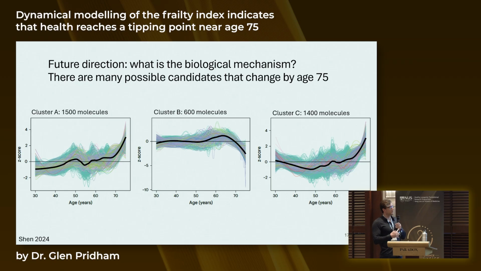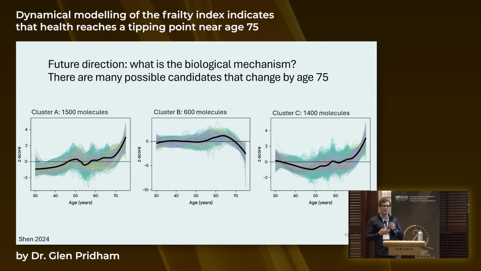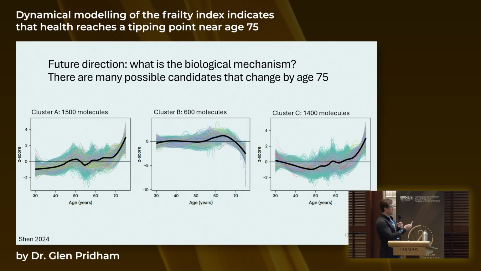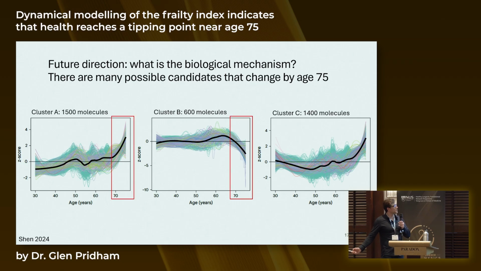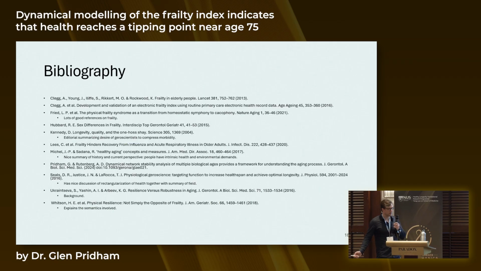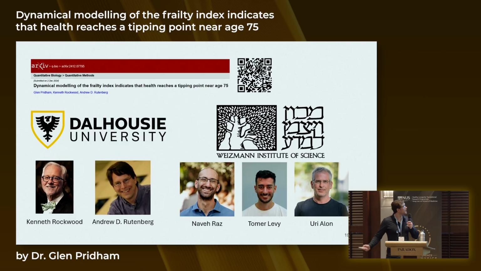And I just want to give you some ideas, this is what I'm working on now. So this is the Shen paper, and it's not the perfect paper, but you can see there's thousands of molecules that are all changing dramatically right around that age. So something about age 75 seems interesting. Okay, thank you. This is work from my PhD with the guys on the left, and there's a preprint up if you want to see it. And then I'm moving into the biological mechanisms with the guys on the right. Thanks for listening. I'll take questions.